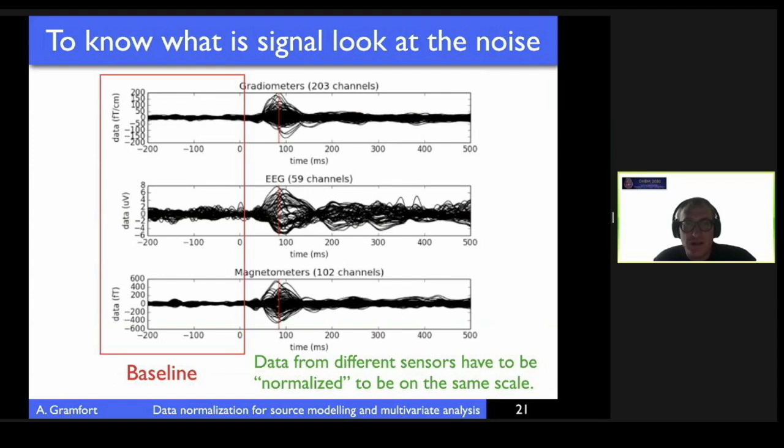In order to illustrate this, let me show you some actual data. What you see here is, at the top, gradiometer data, so MEG. In the middle, it's the EEG measured simultaneously. And at the bottom, it's magnetometer data, which is also measuring the magnetic field. On the top, you are measuring femtotesla per centimeter. In the middle, you're measuring microvolts in EEG. And at the bottom, you're measuring femtotesla.